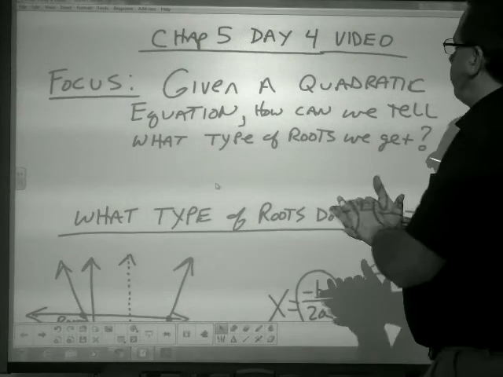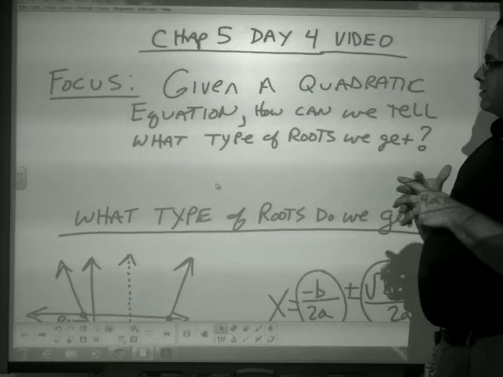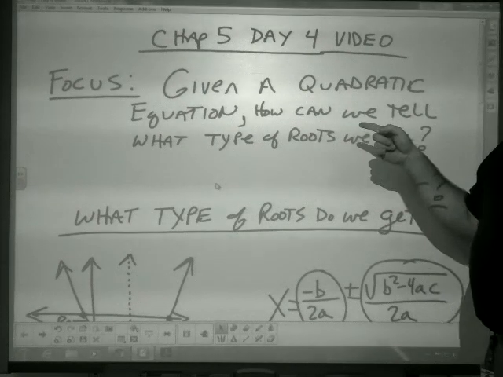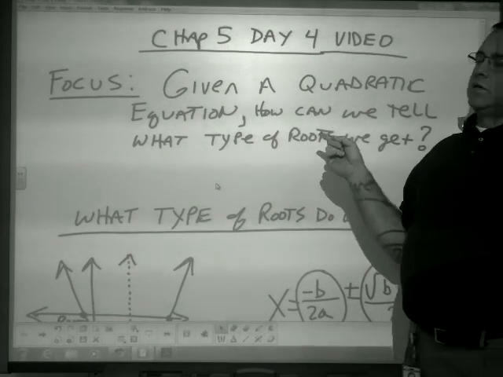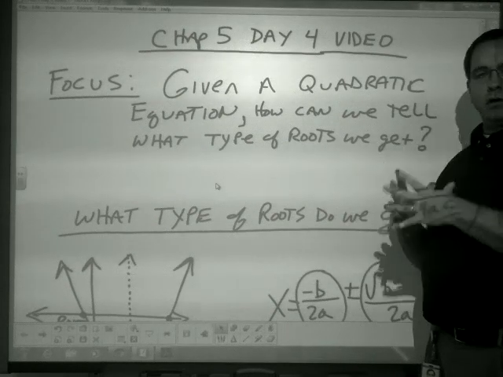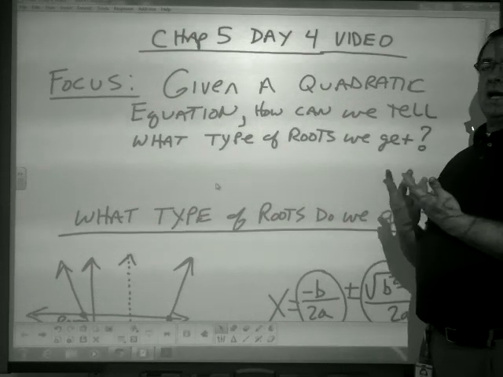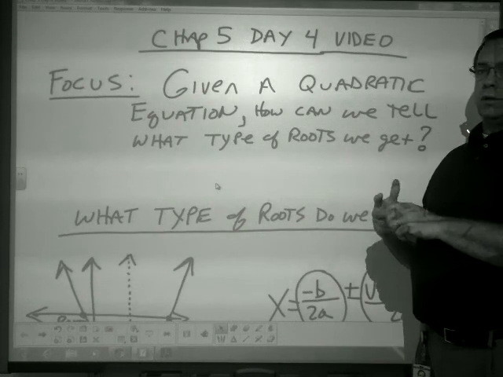Okay, chapter 5, day 4. What we're going to focus on today is, given a quadratic equation, how can we tell what type of roots we get? So if we don't do the whole quadratic formula, or factoring, or any of that, can we still tell what kind of roots we get? Do we get rational, irrational? Are they imaginary?